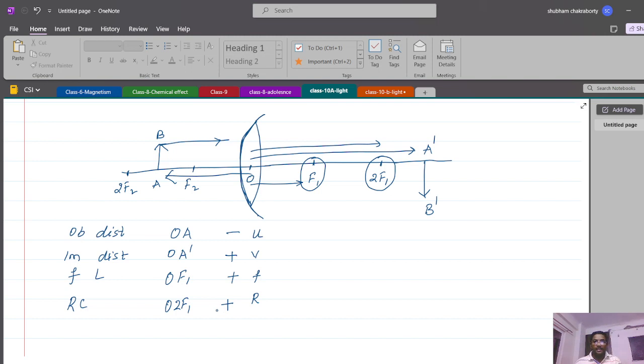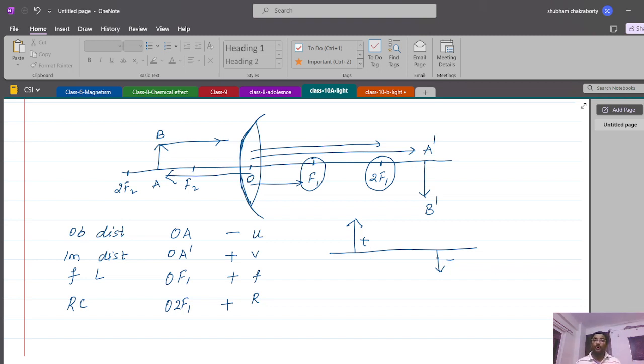So whether it is a lens or a mirror does not matter. This sign convention is applicable everywhere. There is another rule. I actually don't call it a complete rule, it's like half a rule. It says that if this is the principal axis, then anything in the positive y-axis will be positive and anything in the negative y-axis will be negative.